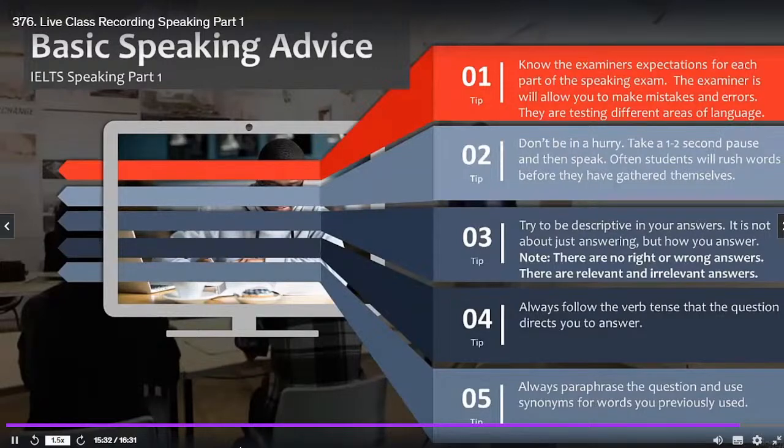Tip number 4, always follow the verb tense of the question. If the question is asking about the past, keep your verb tenses in the past. If it's asking about the future, keep your verb tenses in the future. And then finally, I want you to always make sure that you paraphrase the question and use synonyms. Whenever you can paraphrase the question and use synonyms during your speaking, you're going to be able to score very well.